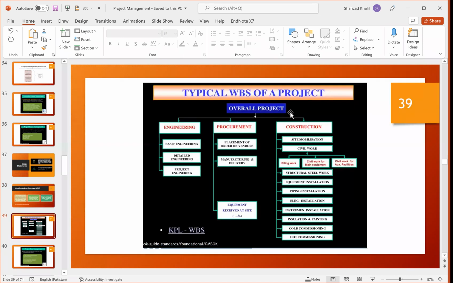This is a typical WBS of a project. You can say it's an overall project and it is divided into engineering, procurement, and construction. And then further, it is again divided into different columns.